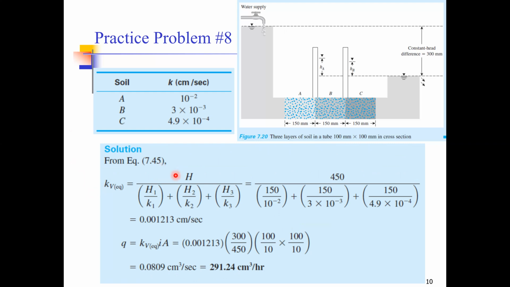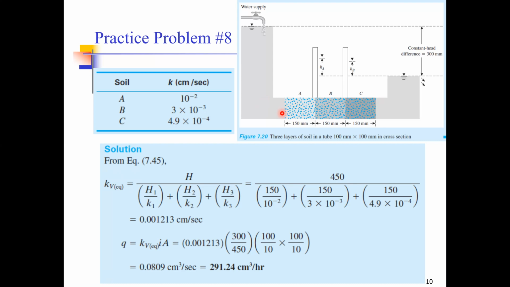This is the total height of the soil layer. Now remember, H represents total height of the soil layer. In our case, this is the length of the seepage path. If you are still confused, you need to rotate this figure by 90 degrees clockwise, and it will become exactly similar to the figure that we had used in order to derive this one.